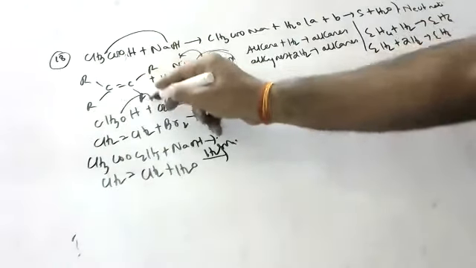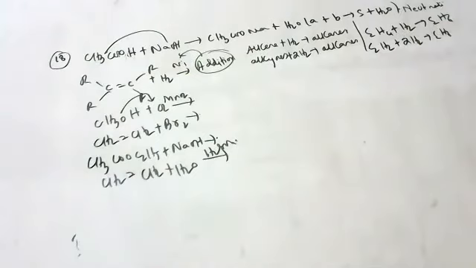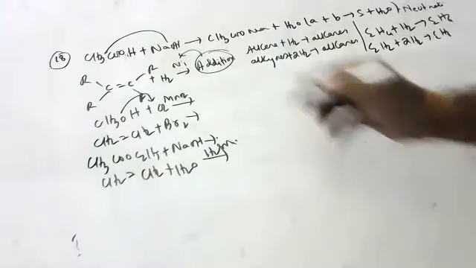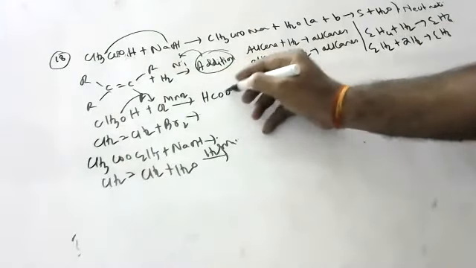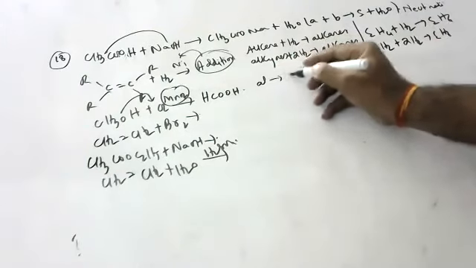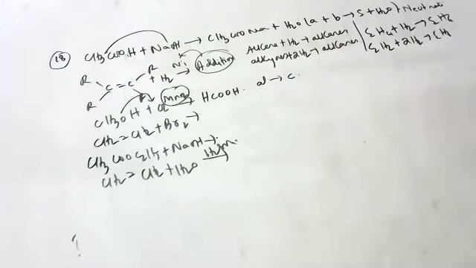Next, what type of reaction is this, children? Alcohols on oxidation give carboxylic acids. Very good. Alcohols on oxidation give carboxylic acids and MnO2 acts as the oxidizing agent.